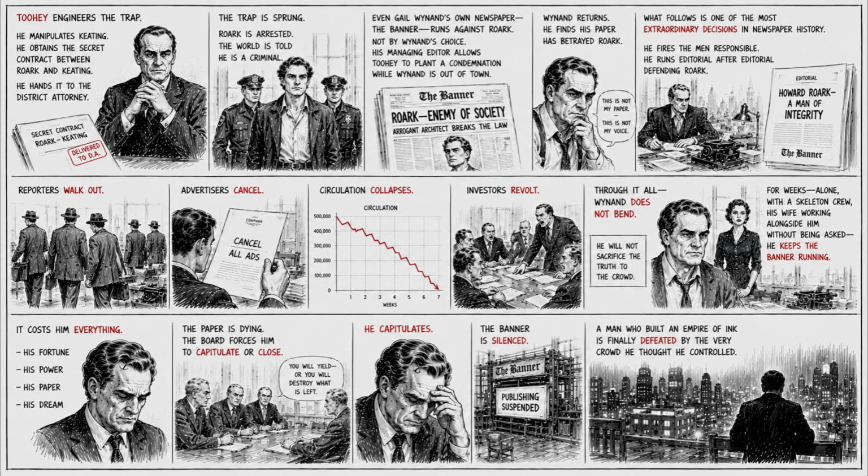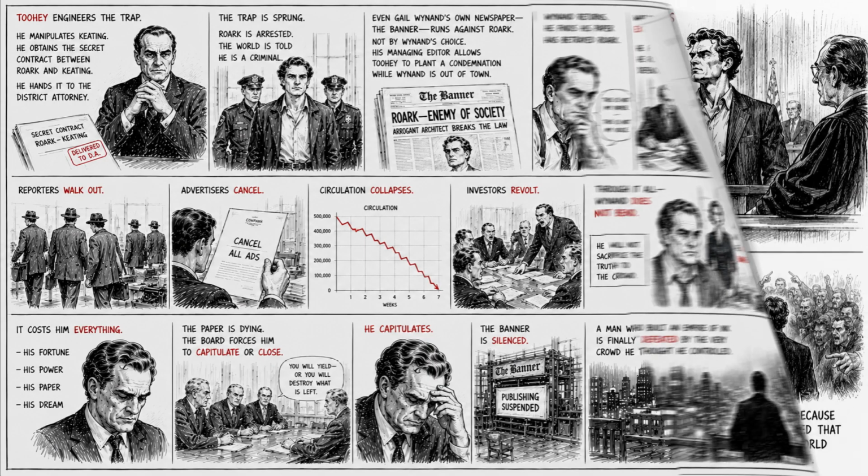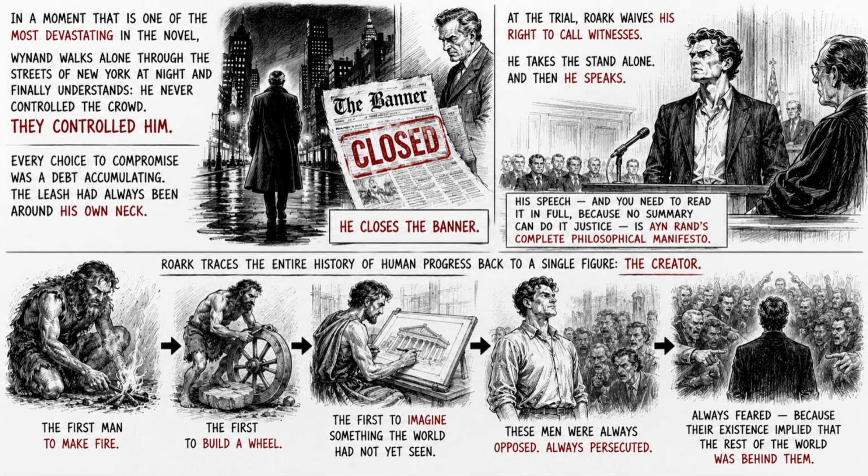For weeks, alone, with a skeleton crew, his wife working alongside him without being asked, he keeps the Banner running. It costs him everything. The paper is dying. The board forces him to capitulate or close. He capitulates. In a moment that is one of the most devastating in the novel, Wynand walks alone through the streets of New York at night and finally understands.